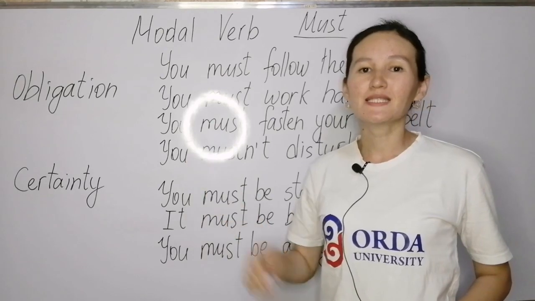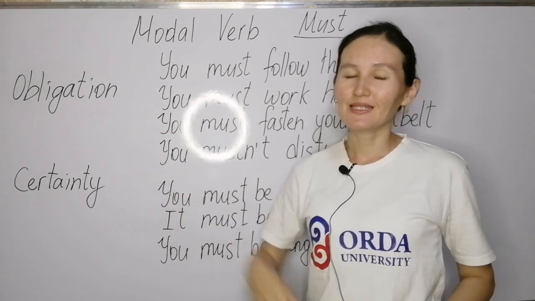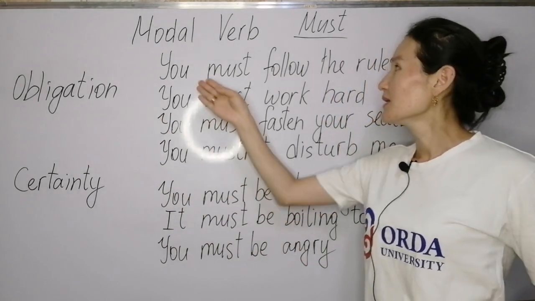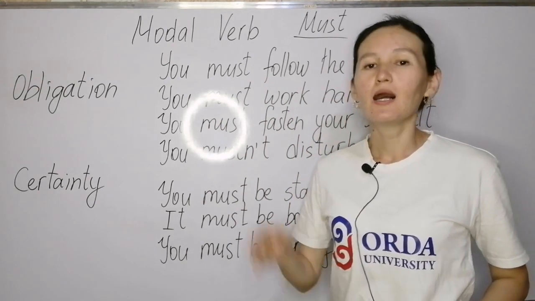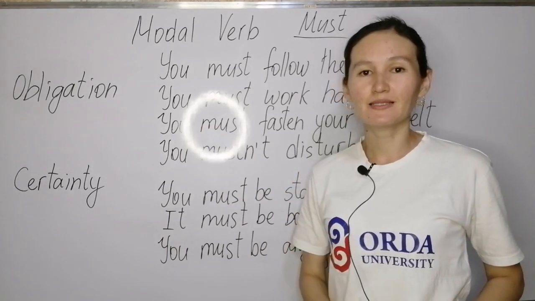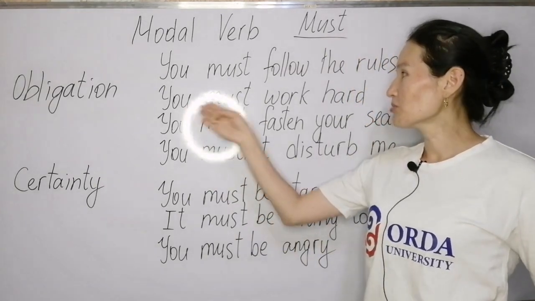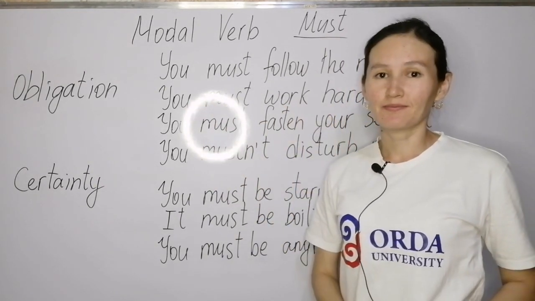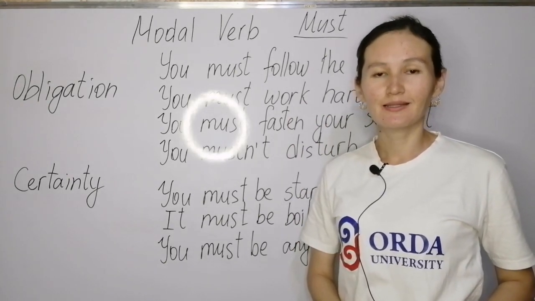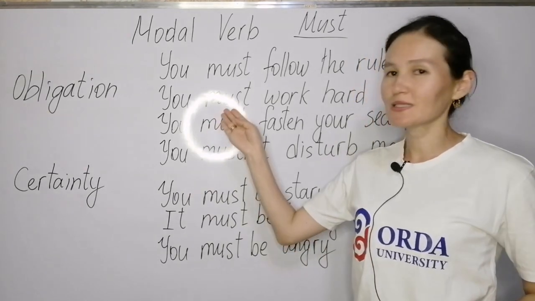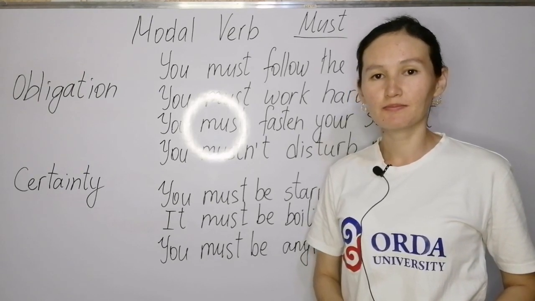The first 4 sentences are talking about obligation. Let's take a look at the sentences. You must follow the rules. Must follow. You must follow the rules. You must work hard. Again, we can see the obligation. Must plus work. Must plus bare infinitive, work.